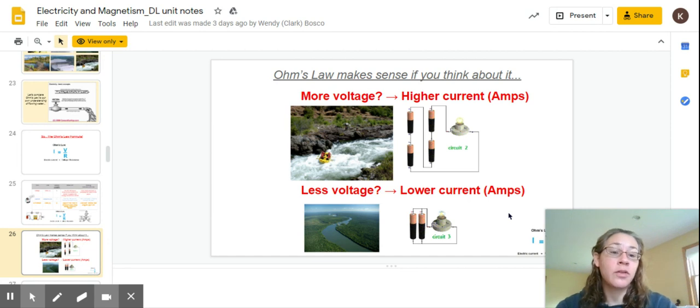Ohm's law makes sense if you think about it. More voltage, notice you've got the river with the rapids in it. So very high current because the flowing is very fast. And then in the very calm river, you have less voltage because it's very low current, very slow. And notice the brightness of the bulb. I know it's kind of hard to see in these images, but the bulb in the top picture is brighter, and the bulb in the bottom picture is less bright.